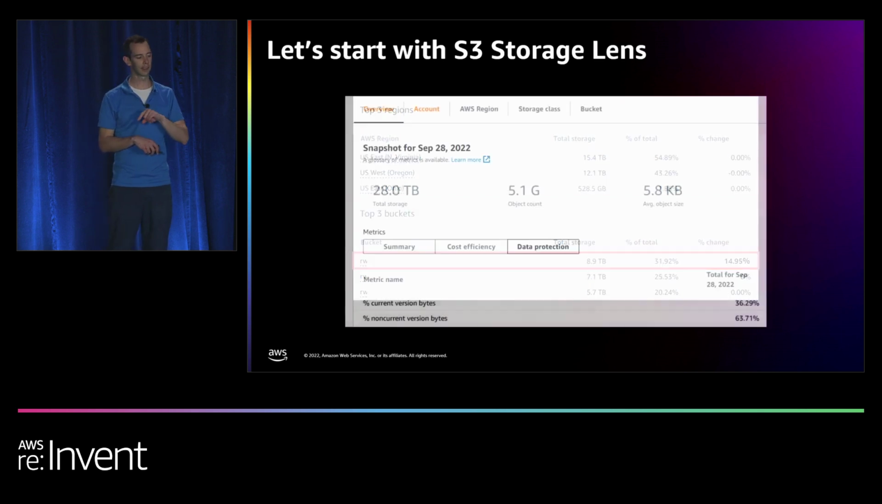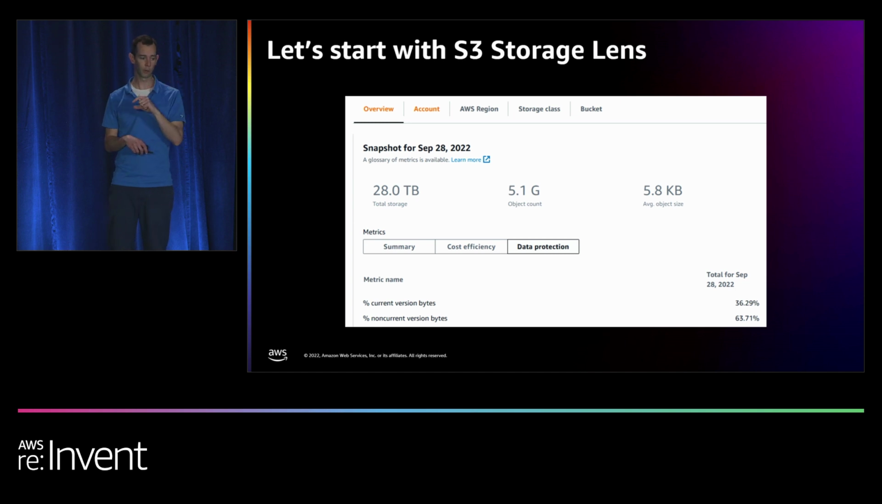The thing that we saw next is looking once again in Storage Lens, clicking on that data protection tab. So we talked about versioning has data protection benefits. Click on that tab and dive in. 64% of our bucket is not current versions. So not the newest data in the bucket, but things that have been overwritten, things that have been deleted, and they're just sitting in the bucket. There's probably an opportunity for some savings here.